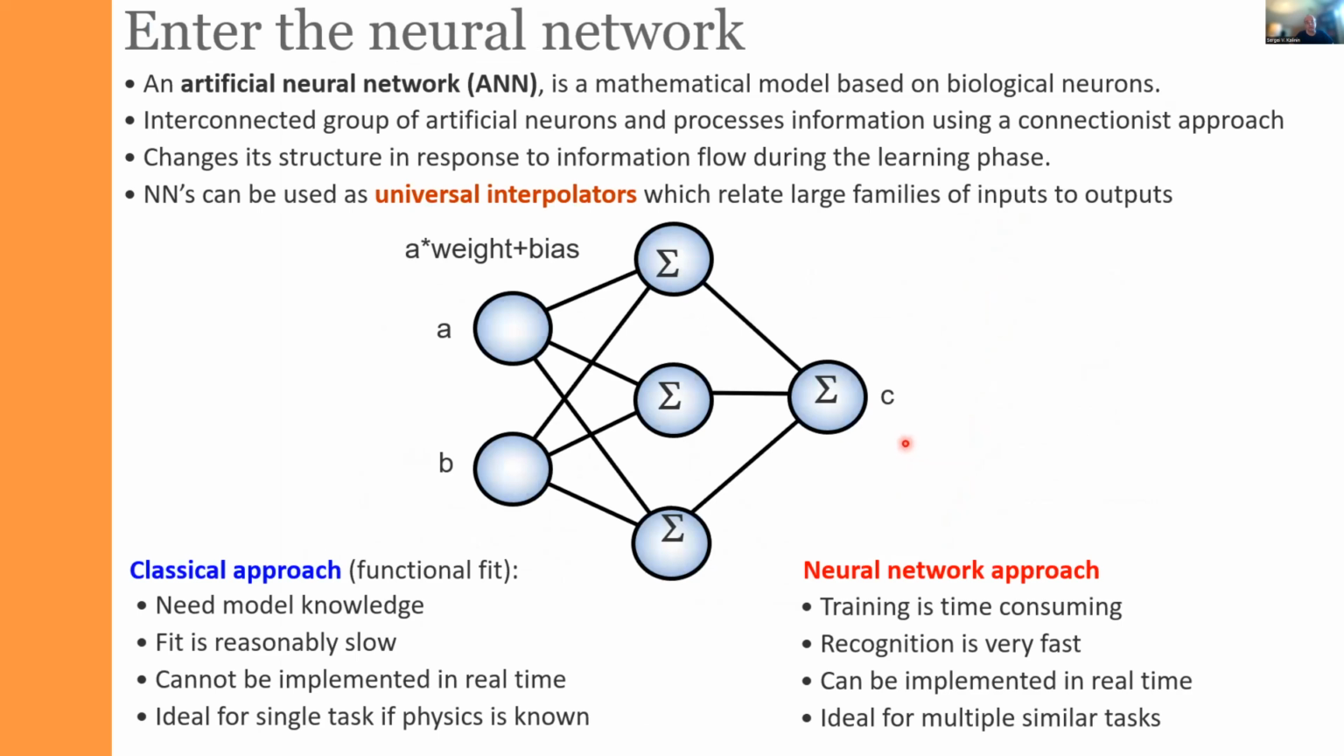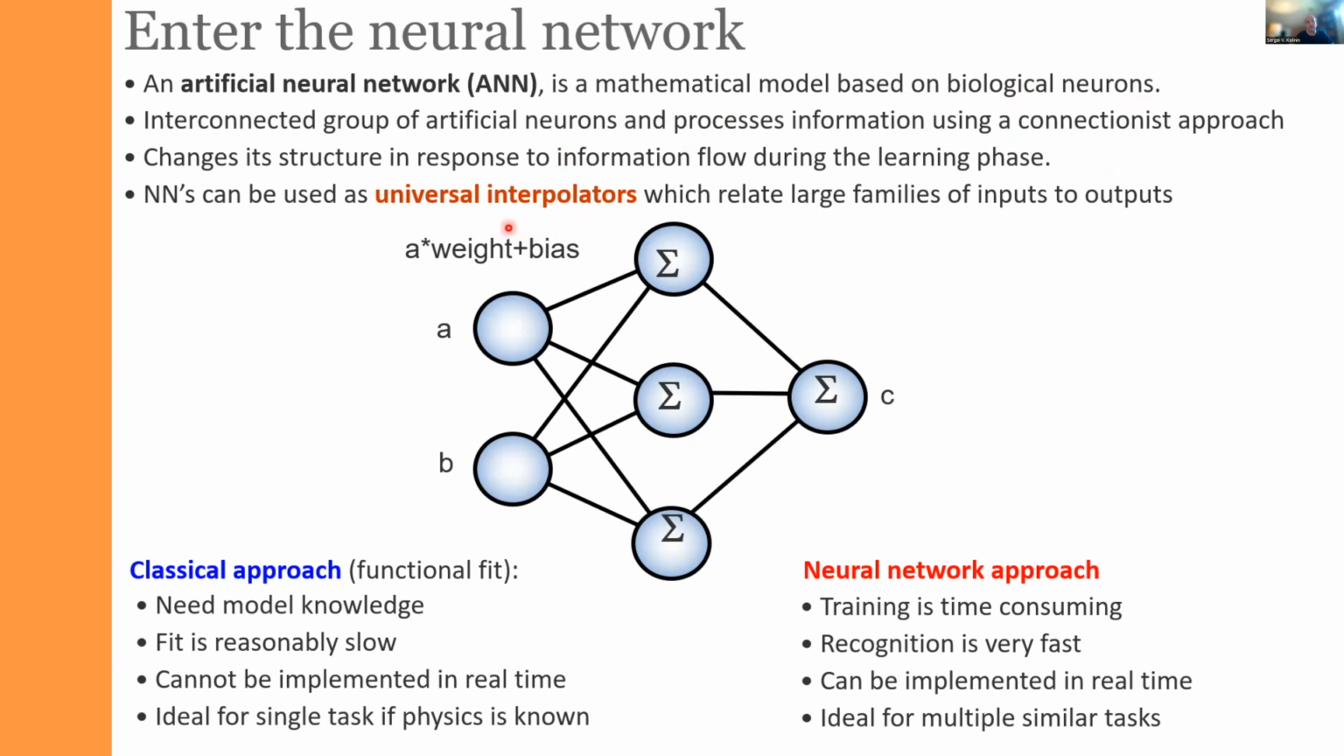And before we go there, let's first look a little bit at what a neural network is in the first place. So how is it different from physical models? Generally, the artificial neural network, using the definitions that were created in the 50s, is basically a mathematical model which is essentially based on biological neurons. So we have a group of neurons that process information using what is called the connectionist approach. This is an old word for the neural network. And the model changes its structure in response to the information flow.